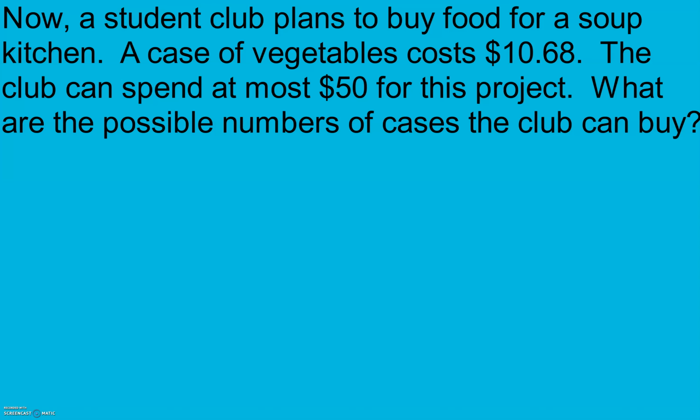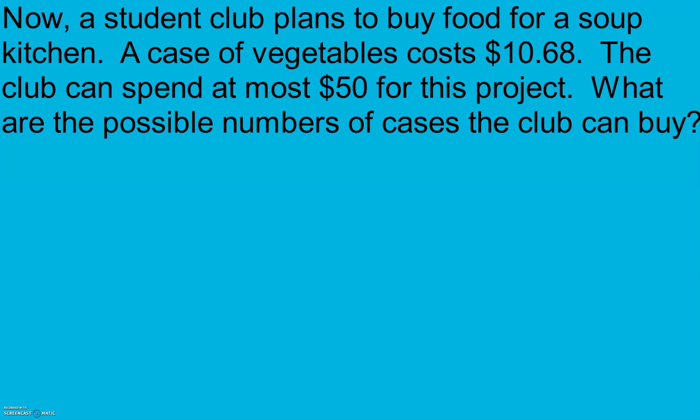Continuing on section 3.4, a student club plans to buy food for a soup kitchen. A case of vegetables costs $10.68. The club can spend, at most, $50 for this project. What are the possible number of cases the club can buy?